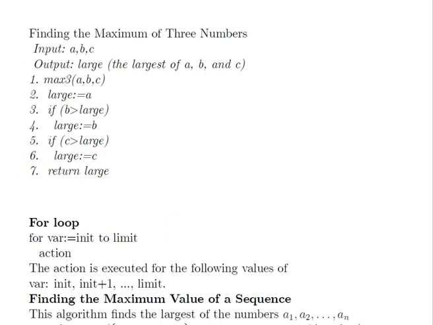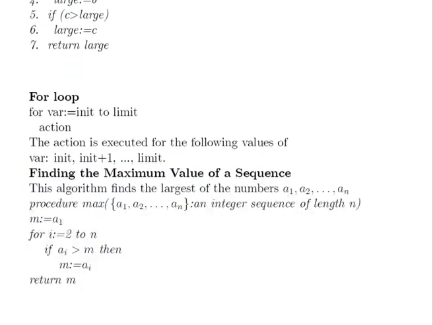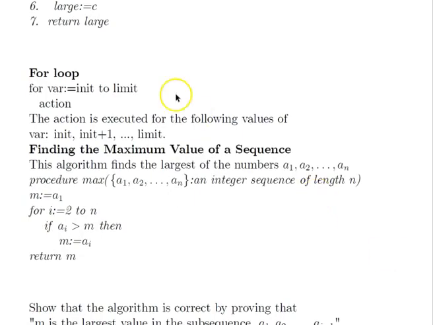The next operator that we consider is the for loop. For loop has this structure: for variable, initial value to limit, action. The action is executed for the following values of the variable: initial value, initial value plus 1, and so on. So all integers from the initial value up to the limit value.